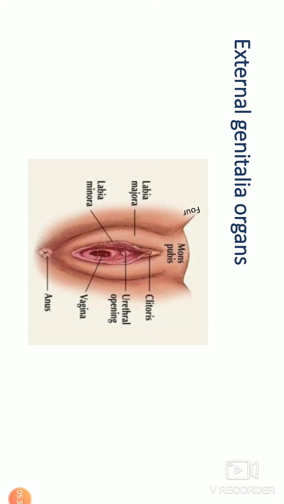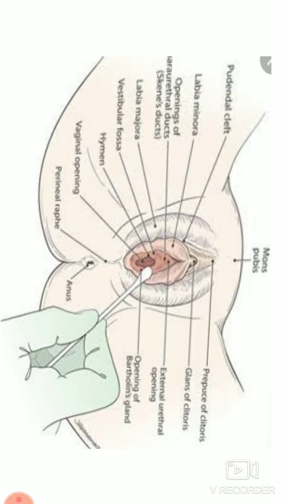So you can see in this diagram also a look of the external genitalia. It is the vulva. It is mons pubis, and it is labia majora and minora, and here it is the vaginal orifice. Here lies the urethral opening. Above the vaginal orifice lies the urethral opening. Below here it is the anus, and here lies your clitoris. Okay. And this part is mons pubis.